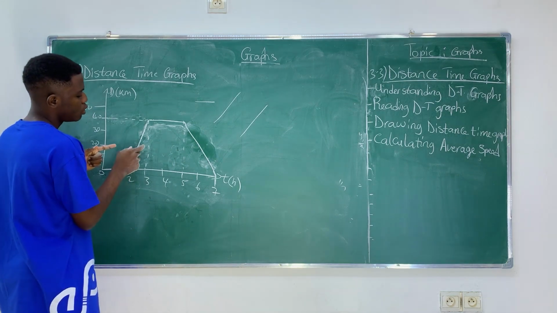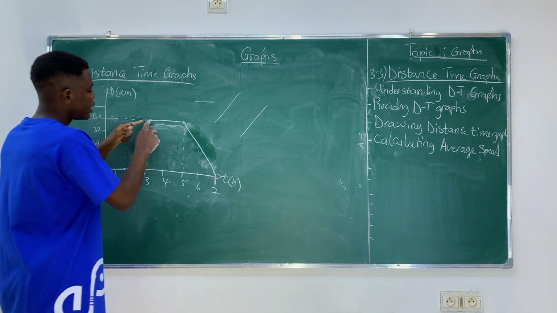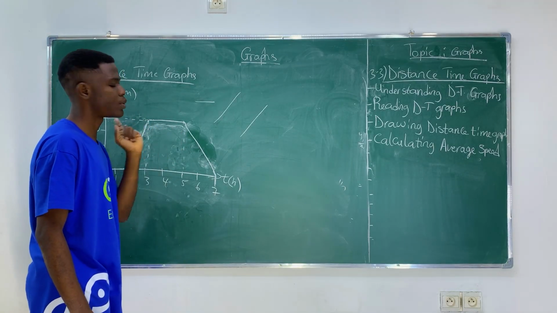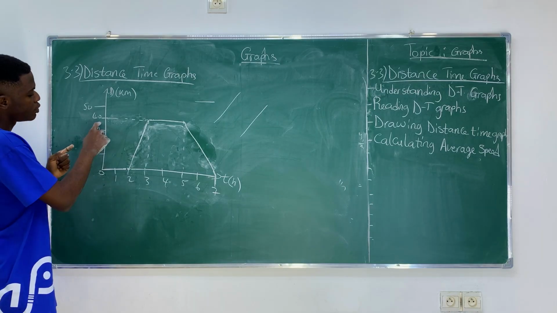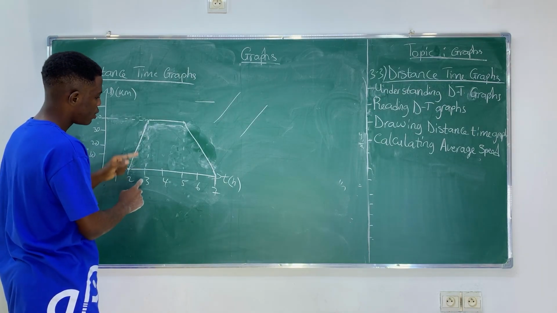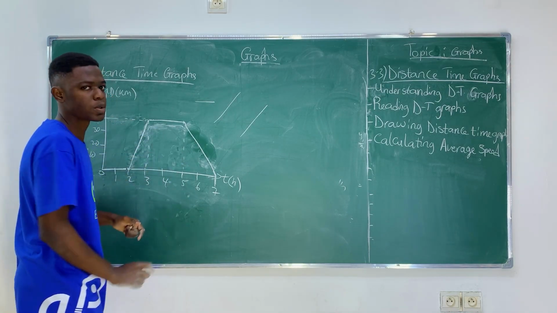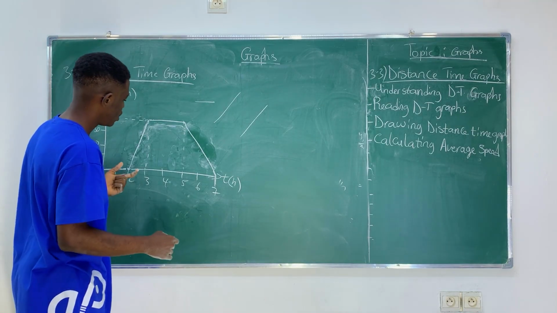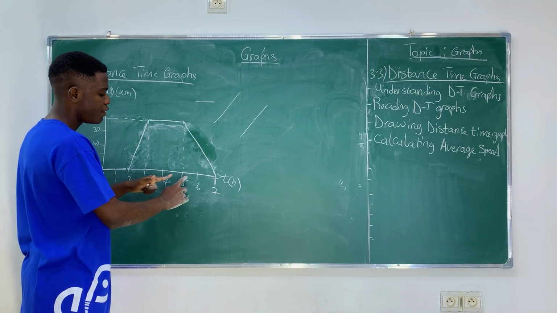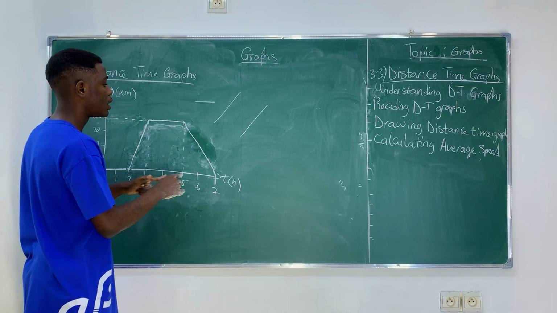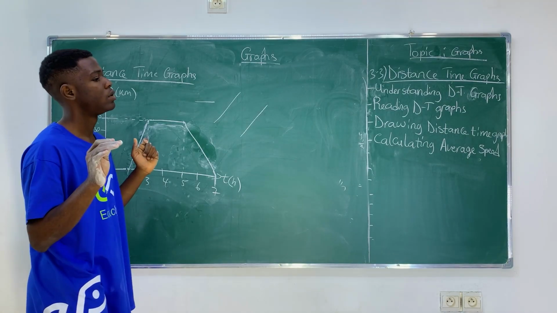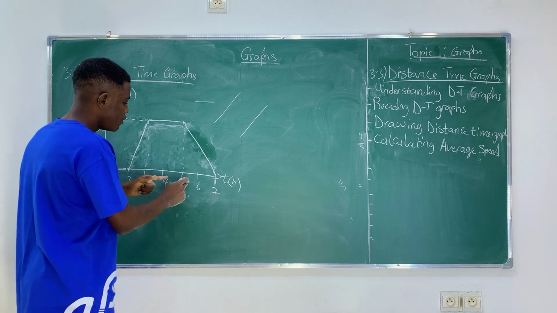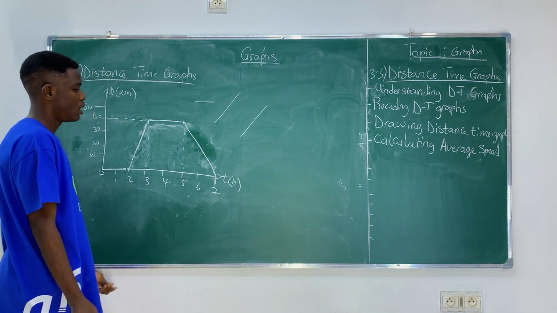Now that you're done with the second part, you take this part here. This part means it stops. From what time to what time? From 3 to 5 it stops. How do you say it? From the third to the fifth hour, the car stopped. From the third to the fifth hour, the car stops moving. As easy as that.